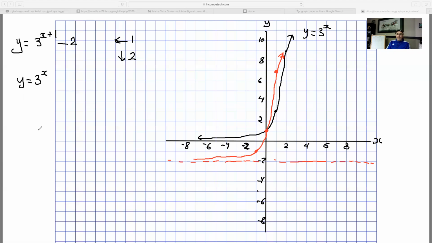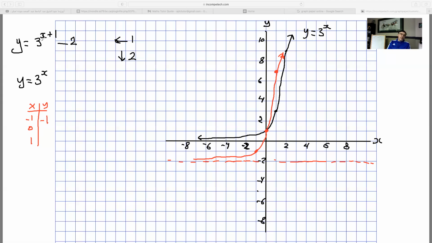Now, if you decide to do a table of values, and you start with x and y for this one right here, let's say x is -1. I'm just going to use the points that I did here to see how we got them. So when x is -1, that became 0. 3 to the power 0 is 1. 1 minus 2 gives you -1 right there.